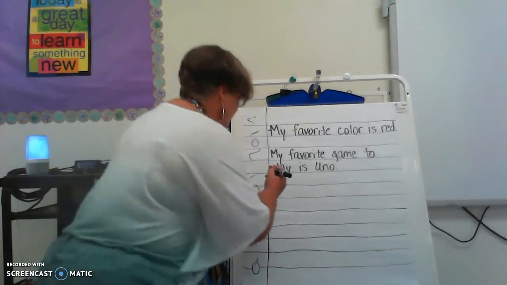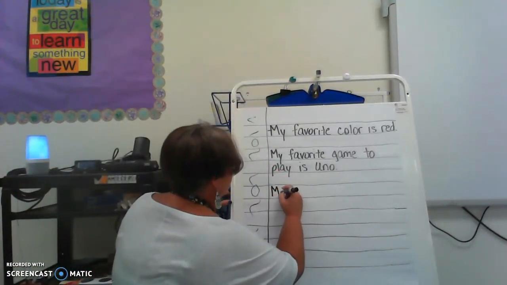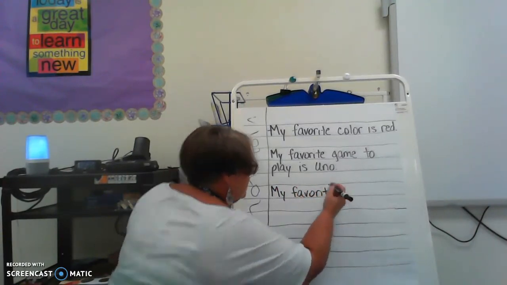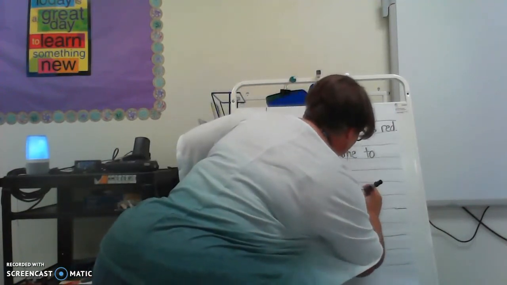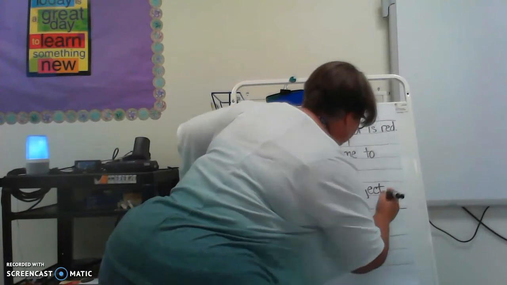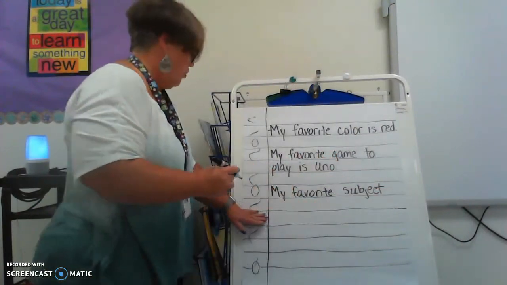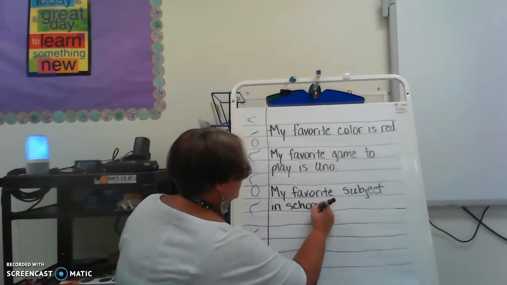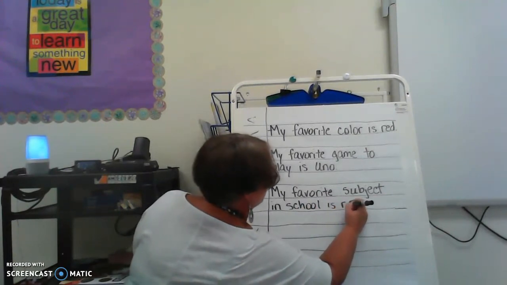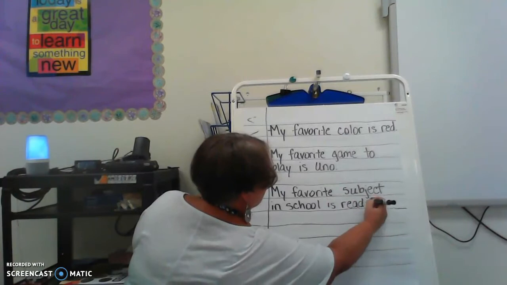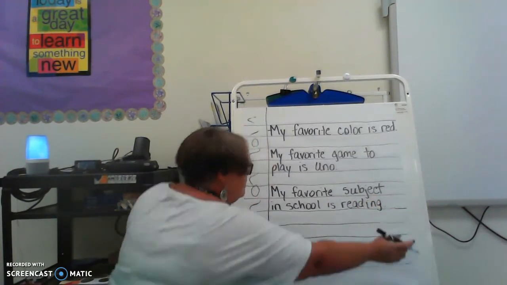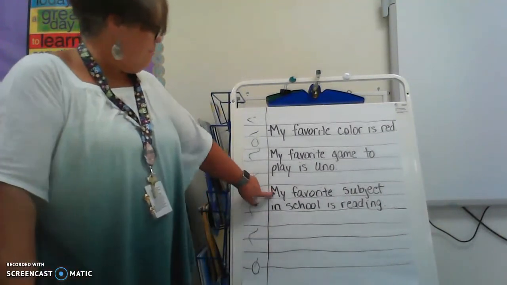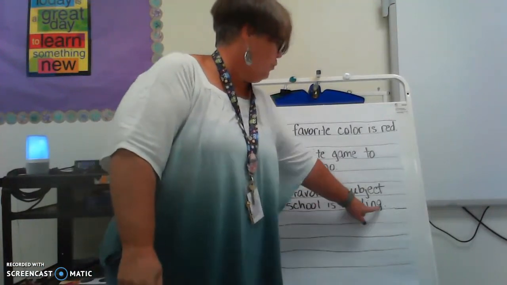I'm going to start right here and I'm going to write my favorite subject. And look, I'm out of room, so I'm going to start over here. In school is reading. Period. So I wrote a complete sentence here to tell you what my favorite subject in school is. My favorite subject in school is reading.